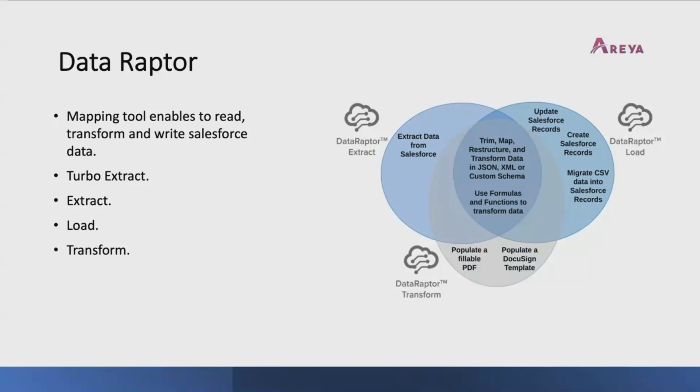With turbo extract, we can get a single object's data from Salesforce. Only a single object. We can't extract the data of multiple objects there. And if we get the data with turbo extract, we can't do any modifications or transform the data. If we want to do that, we need to make use of extract. With extract, we can get the data from multiple objects. Consider we have an account and it's related to 3 objects, we can get the data.